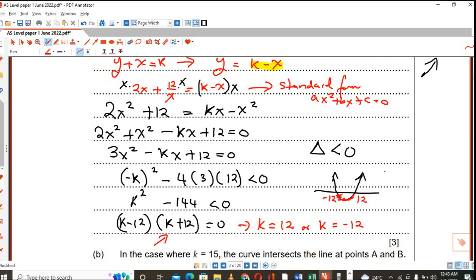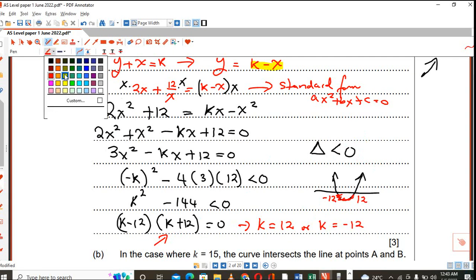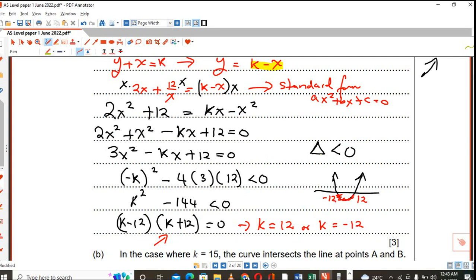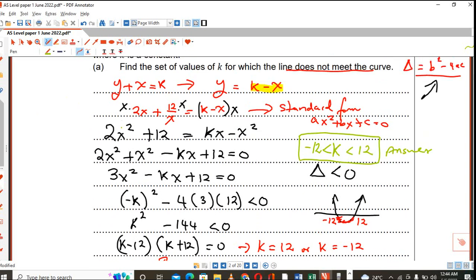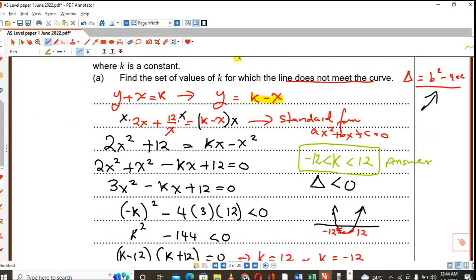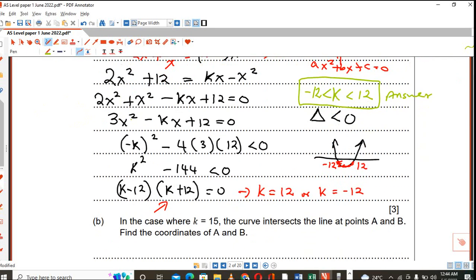But now our answer should be given as an inequality. As an inequality, our answer is k is less than 12 and greater than negative 12. This here is our final answer, what we're looking for, because the question says you're supposed to find the set of values of k. So I hope you still remember.